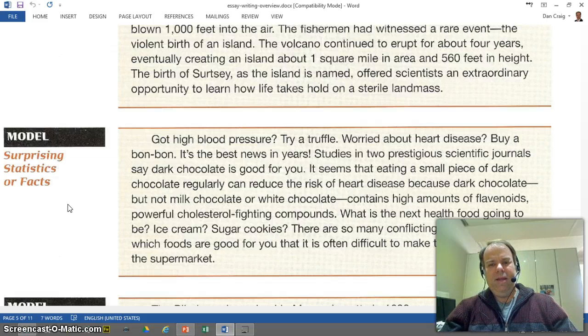But what happens then in the end is that they go from these really interesting pieces of information to a specific thesis. There are so many conflicting news stories about which foods are good for you that it is often difficult to make the right choices at the supermarket. So the rest of this essay is probably going to be about what? Well, how to make good choices at the supermarket. It's probably not going to be about all the health claims, right? So the information is somewhat related, but at the same time, there is a jump. There's a little bit of a leap of logic here, and that's okay as long as they're similar enough.